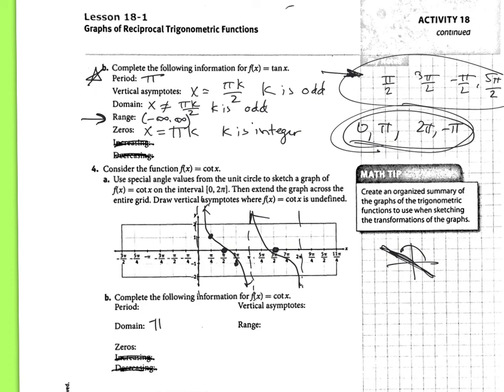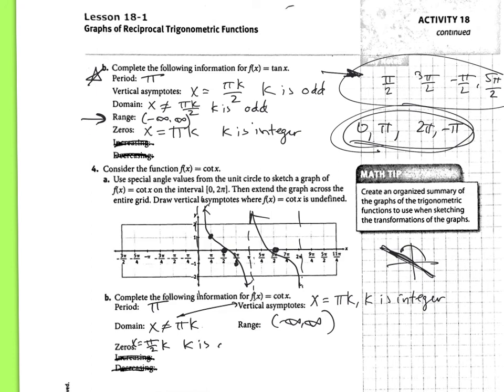As far as the domain goes, that is 1 pi. Our range is negative infinity to infinity. Oops, it's not the domain. I read it wrong, sorry. It is the period that is pi. The vertical asymptotes and the domain, of course, go together. The vertical asymptotes are x equals pi k, where k is an integer. It's important that you kind of have a good grasp of these patterns. The zeros are, of course, our fractions, x equals pi over 2 k, where k is odd.